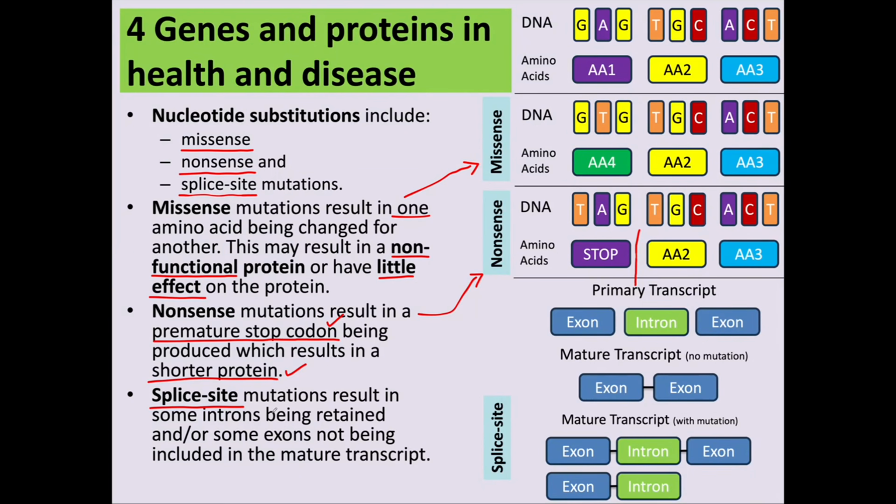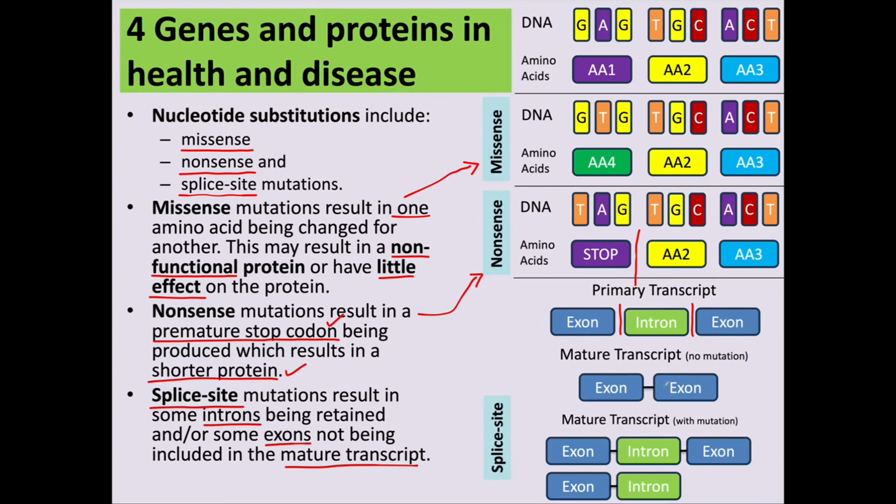Now, those result in some introns being retained and some exons not being included within the mature transcript. If we remember back to the previous topic, we looked at RNA splicing and we talked about removing the introns and retaining the exons. Now, if there's a mutation at a splice site, i.e. between an exon and an intron, in these areas here, that will mean that the cell won't be able to work out what to remove and what to retain.